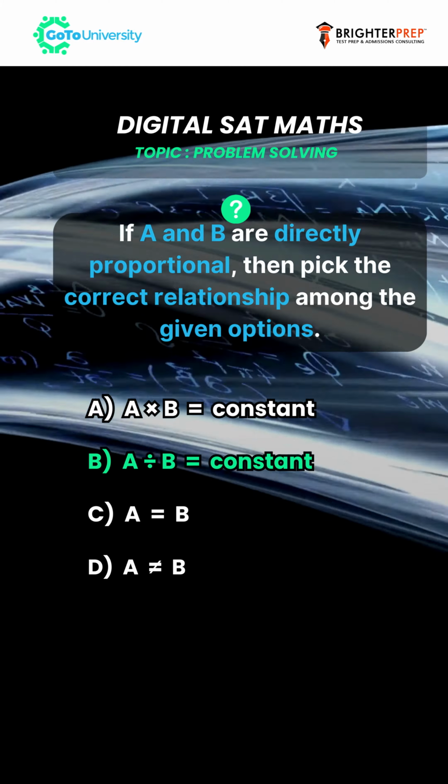A person takes 25% more time to reach the destination. Find the percent decrease in speed. Option C, 20%.